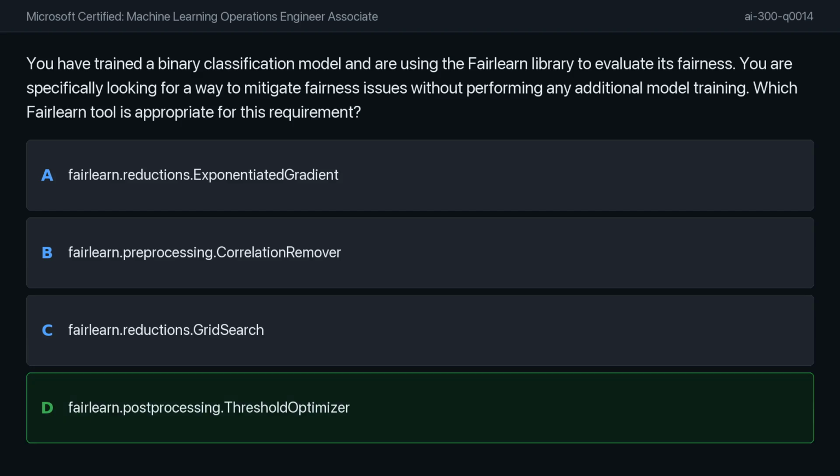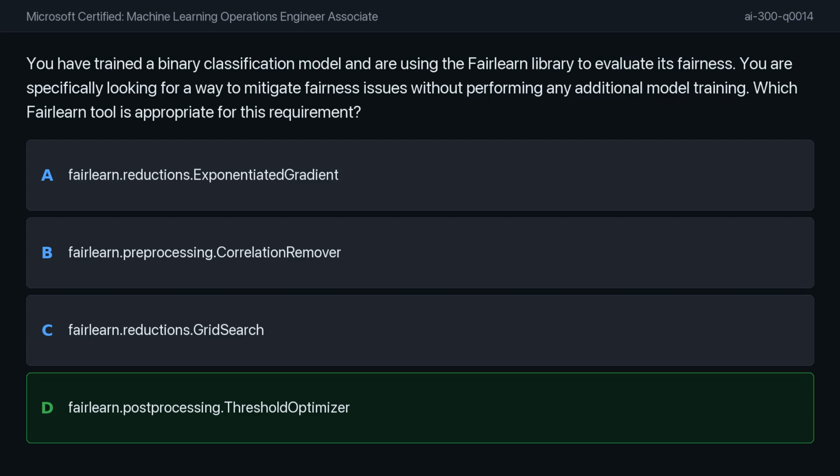I believe the correct answer is option D, Fairlearn.postprocessing.threshold optimizer. Fairlearn categorizes mitigation strategies into pre-processing, reductions, and post-processing. Post-processing is the key here, as it allows us to adjust predictions after the model is trained by modifying decision thresholds based on sensitive attributes. Threshold Optimizer is specifically designed for this, meaning it avoids the need for retraining.